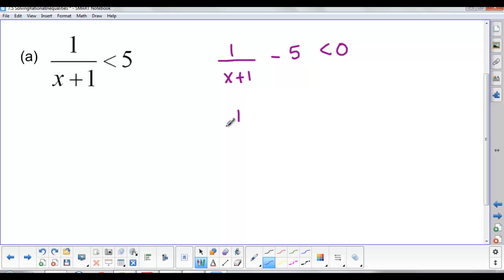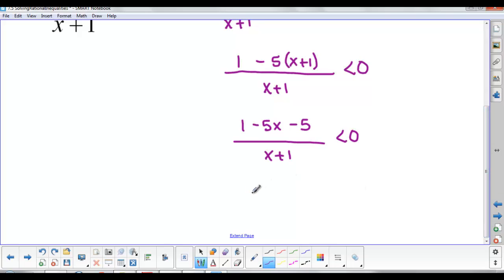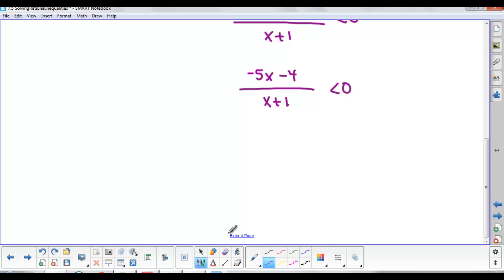At this point, I will get a common denominator, which is going to be x plus 1. So we have 1 minus 5 times that common denominator. Let's distribute. So 1 minus 5x minus 5. And then we'll clean this up. So we actually have negative 5x minus 4 all over x plus 1. Once you're simplified, what we want to do is create our sign line.